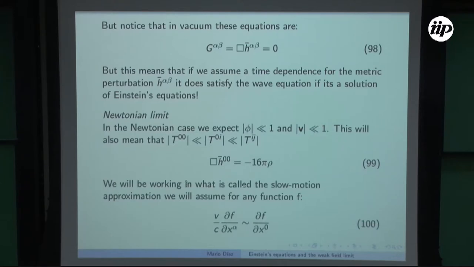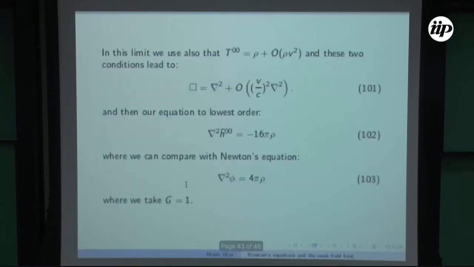So if we work in what is called the slow motion approximation, then we can assume that for any function f, we can write it like this, where this guarantees the order at which we are working. Essentially, v over c times any derivative of this function is going to be proportional just to the time derivative. In this limit, of course, the zero component of the energy momentum tensor is just the energy density. Everything is going to be of the order of v squared, which is a small quantity.